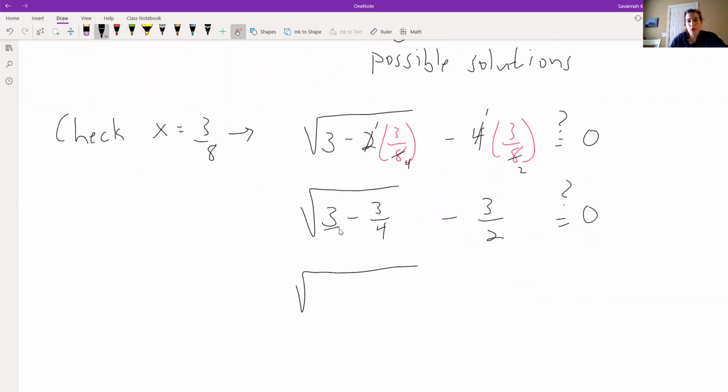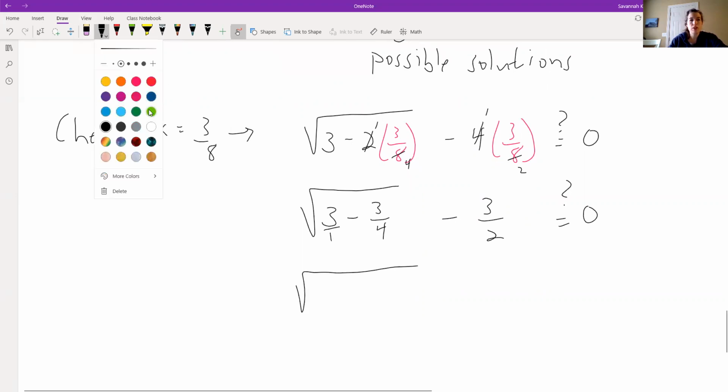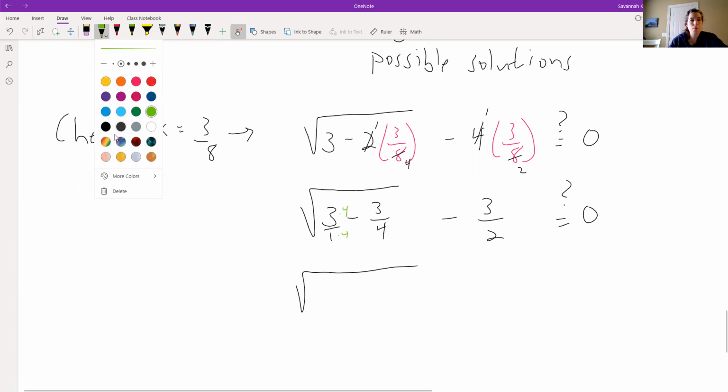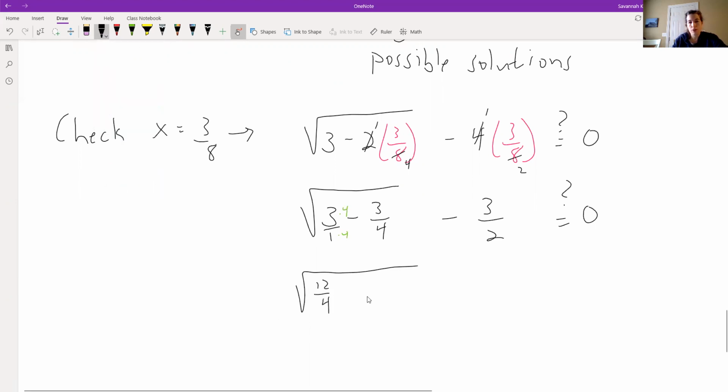I can cancel the 2 into the 8, come up with 3/4. I can cancel the 4 into the 8, come up with 3/2, and I'm curious, once again, no clue where this is going, whether all of that mess is going to equal 0. Okay, so this is like 3/1 minus 3/4. So I need to work on a common denominator. Fix by multiplying by what's missing. Okay. 12/4 minus 3/4 minus 3/2.